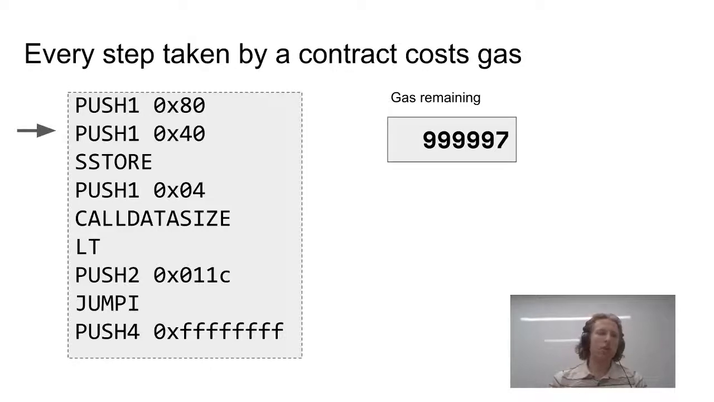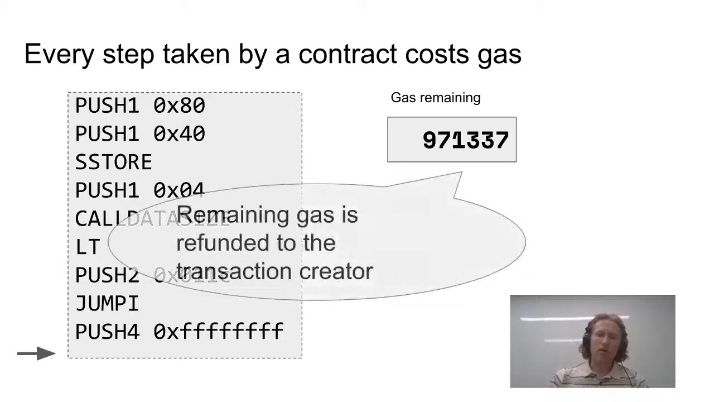For example, basic instructions like pushing a data item onto the stack, adding, subtracting, are all pretty cheap. But there are some expensive operations like writing a word to storage, and you'll notice that the amount of gas remaining goes down quite quickly. Eventually your code will finish. You might have some gas left over that you didn't burn up, and anything that you have left is going to be refunded to whoever created the transaction.